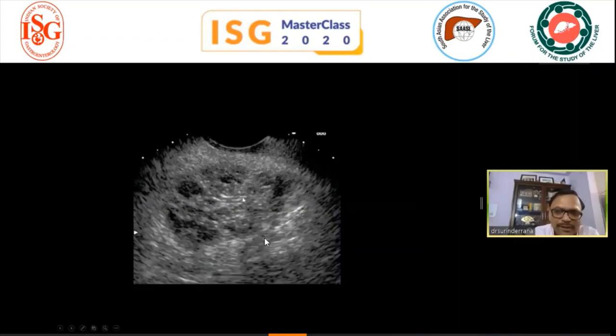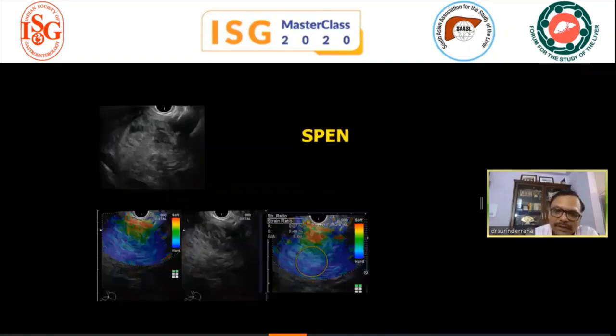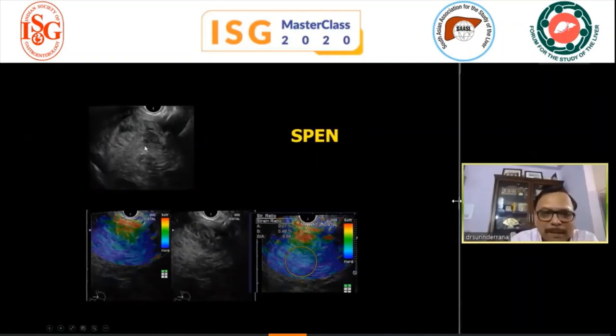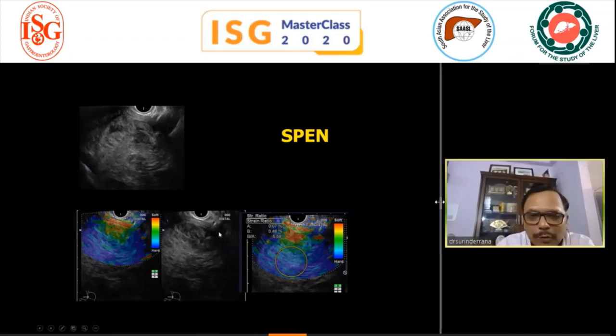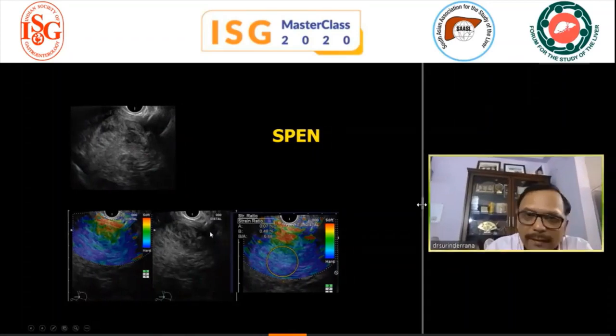For example, this is a classical appearance for serous cystadenoma. You will have microcystic spaces, central echogenicity. Nothing more evaluation is needed. If the patient is asymptomatic, just follow up the patient. Similarly, SPENs will have mixed echogenic areas, hyper and anechoic areas, which can help you in diagnosing SPEN.